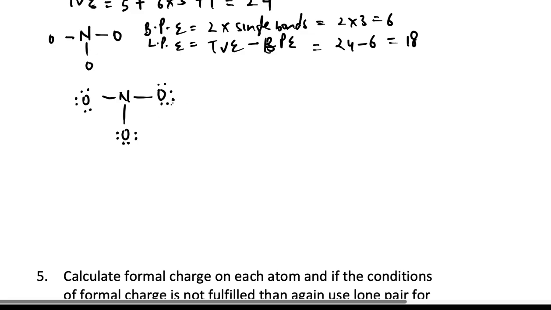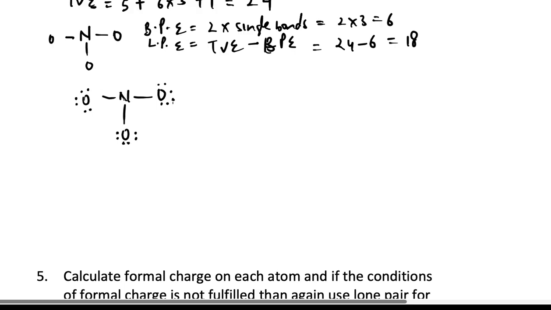The next point is to check the octet of the corner atoms and then check the octet of the central atom. Let's check the octet of this corner atom. 1 2 3 4 5 6 7 8. So its octet is complete. You can count the lone pair electrons also, it's exactly 18. For this oxygen also it's 8, and for this oxygen also it is 8.